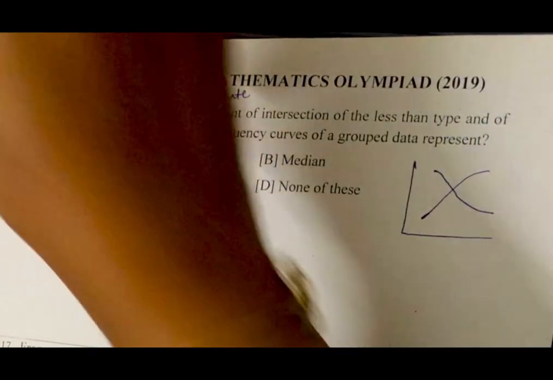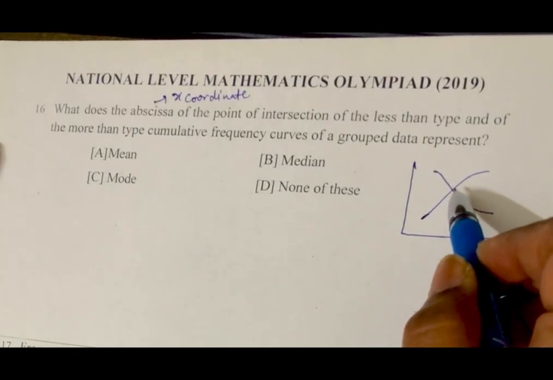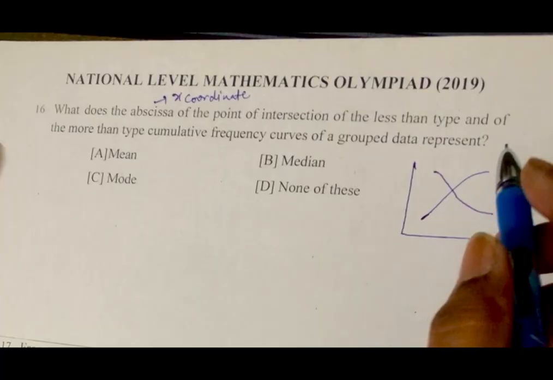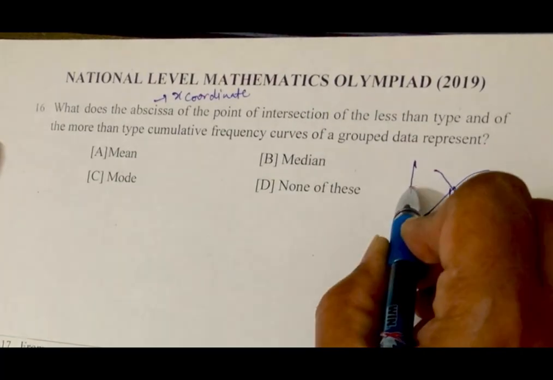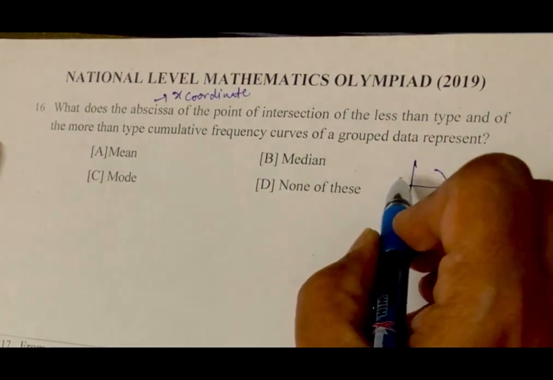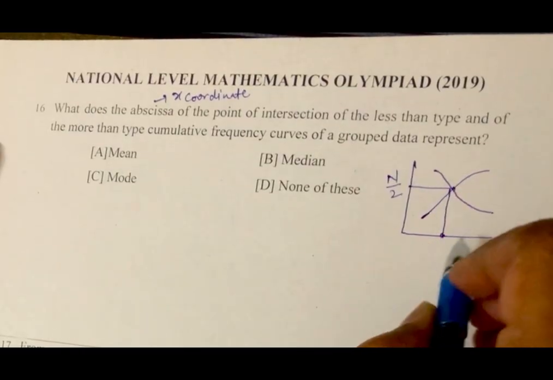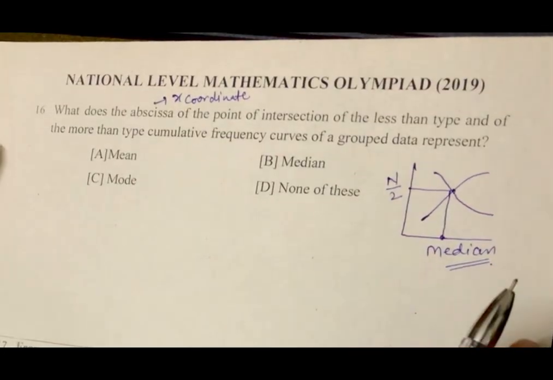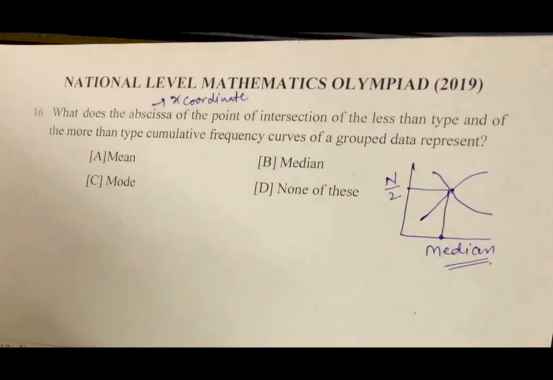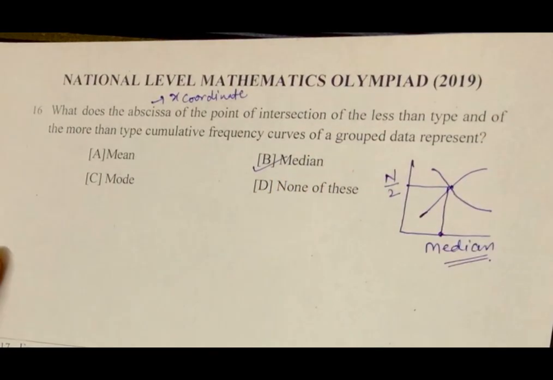Now when these two cumulative frequency curves intersect, the x coordinate, this is our x coordinate and this is the y coordinate, that is the ordinate, which corresponds to n by 2, and the intersection point represents the median of the data. So here we have option B as the answer.